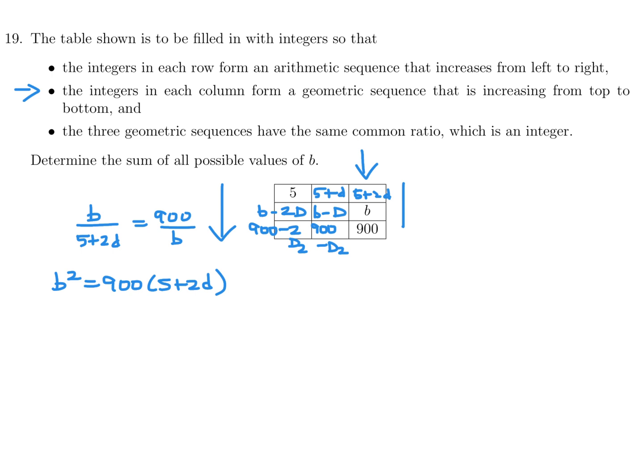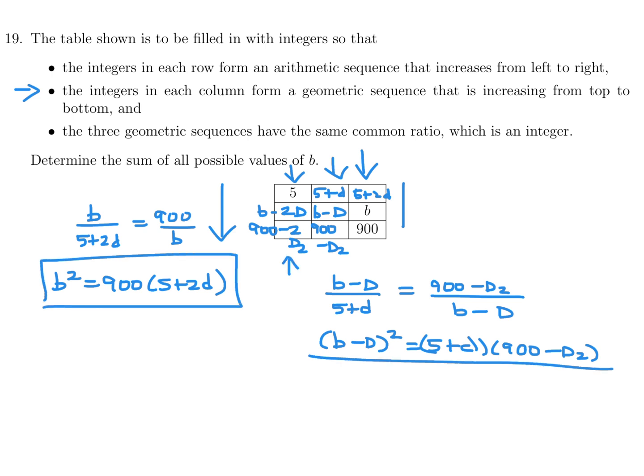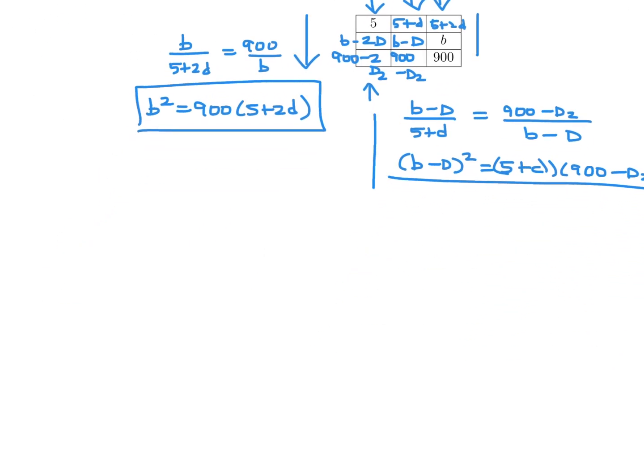Now, the same kind of story is true for this guy and this guy. So it would be b minus D over 5 plus little d is the same as 900 minus d2 over b minus D, like that. Oops, sorry, that's a big D, right? So b minus big D, all squared, is equal to 5 plus d times 900 minus d2. And the same kind of story will hold true for that column. But let's work with this guy here, because there are way too many variables here. Let's see what we get.